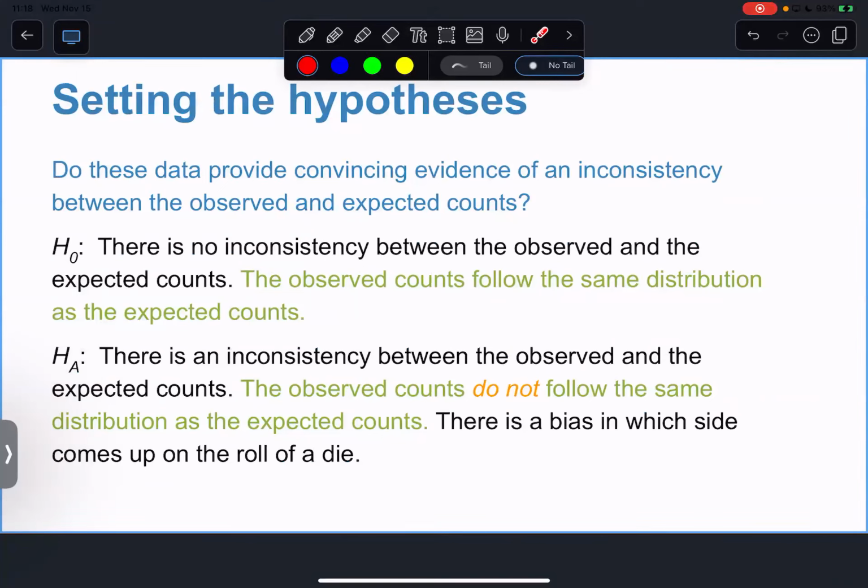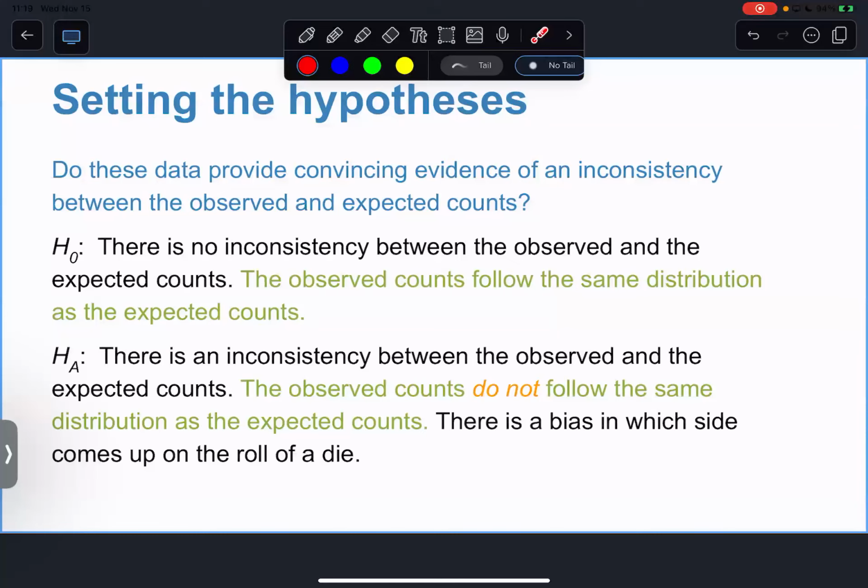We're used to talking about hypotheses in terms of a parameter that we're interested in. Okay? We are. And so this is a little bit different. So the null hypothesis for a chi-squared test is going to be the observed counts follow the same distribution as the expected counts.